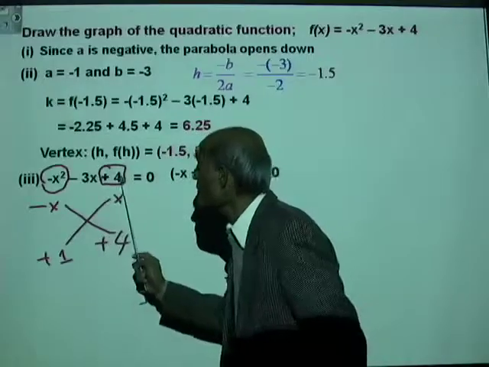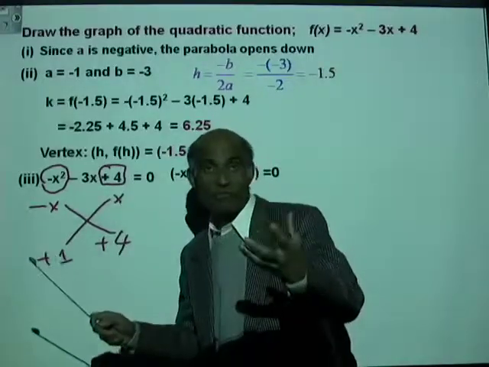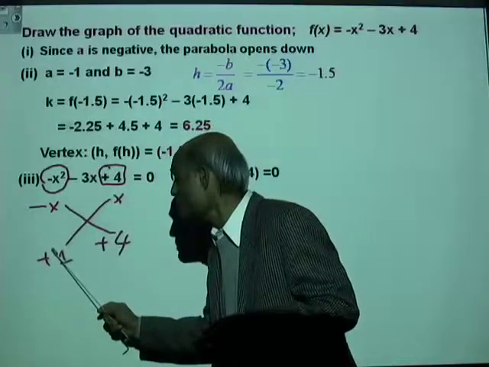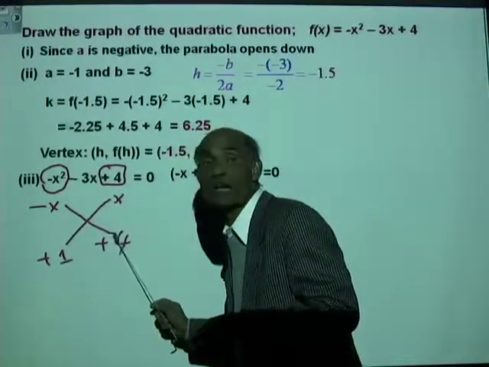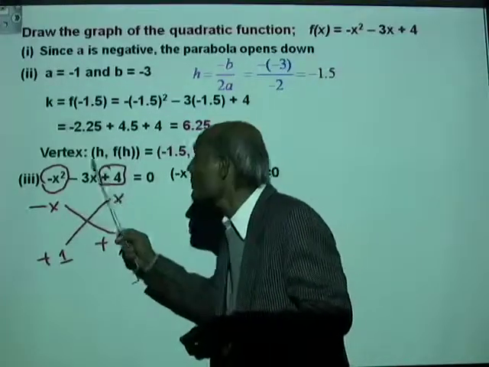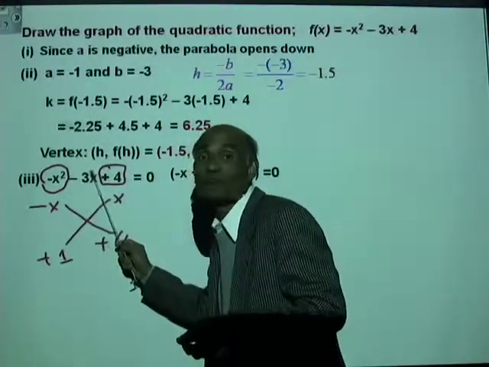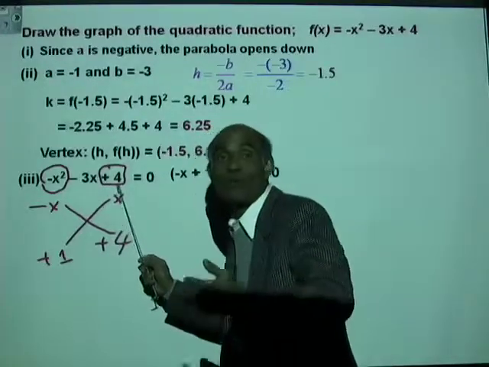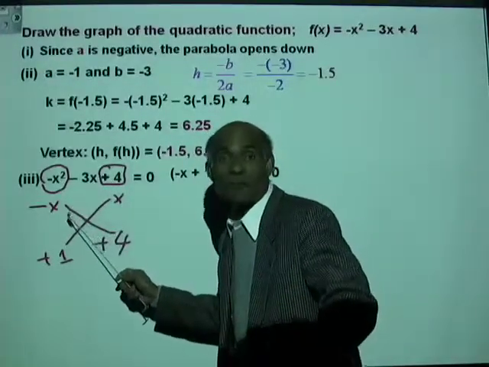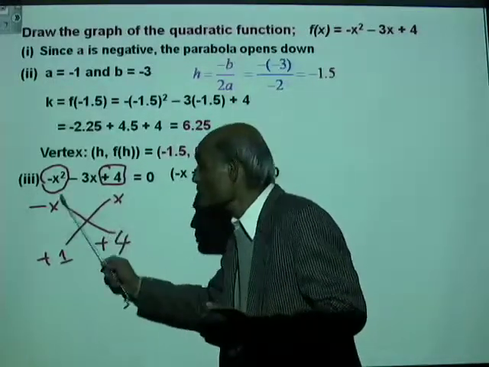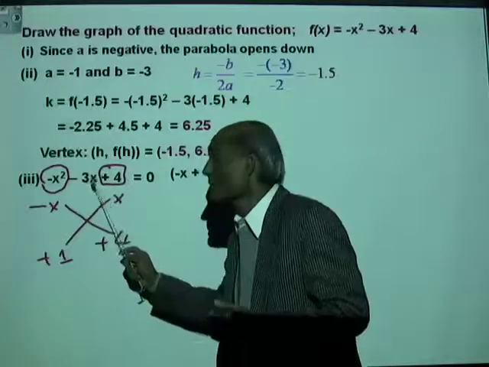You see, if you want to factor plus 4, you can factor plus 4 as minus 2 times minus 2. If you write minus 2 here and minus 2 here and multiply and add, will you get negative 3x? No. You can also do minus 4 and minus 1. That will also not give you. So do trial and error like this.